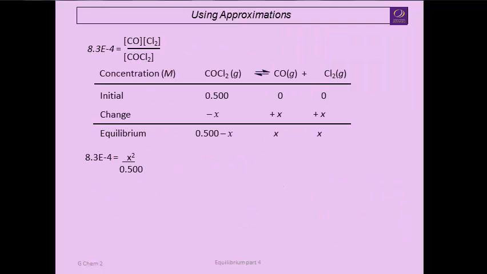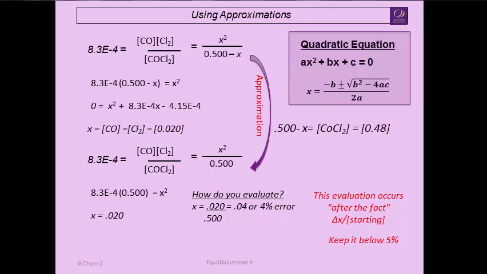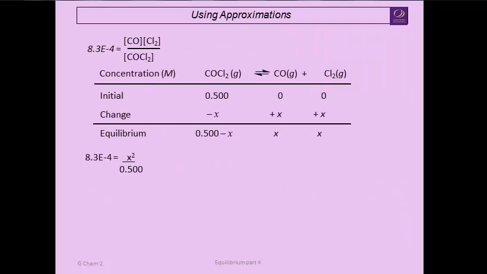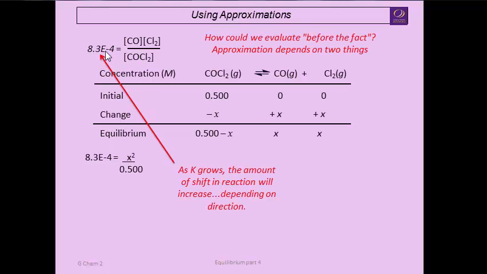Here's another way you can do an approximation. How could you evaluate this before the fact? So think back to what we just looked at. This can be done after you've figured out how much X is, how much the change is. But couldn't you make the same approximation beforehand in some manner? Let's just think this through: when you're looking at this reaction, the K determines how big X is, right? If K is very large, then the amount of X that changes is a lot, right? So that should influence your approximation.